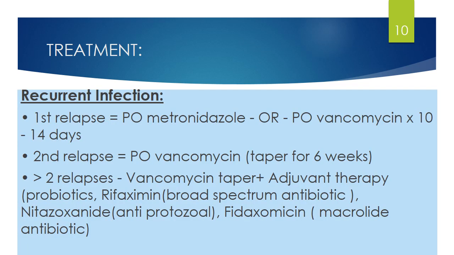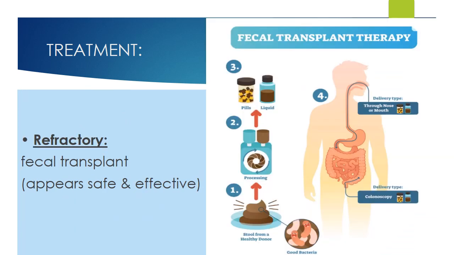In recurrent infection, in the case of first relapse, oral metronidazole or oral vancomycin should be given for 10 to 14 days. In case of second relapse, oral vancomycin should be given, tapered over 6 weeks. And if there are more than 2 relapses, then a vancomycin tapering dose along with adjuvant therapy, which includes probiotics, rifaximin, which is a broad spectrum antibiotic, nitazoxanide, which is an antiprotozoal, and fidaxomicin, which is a macrolide antibiotic, can be given. In refractory cases, fecal transplant appears to be safe and effective.